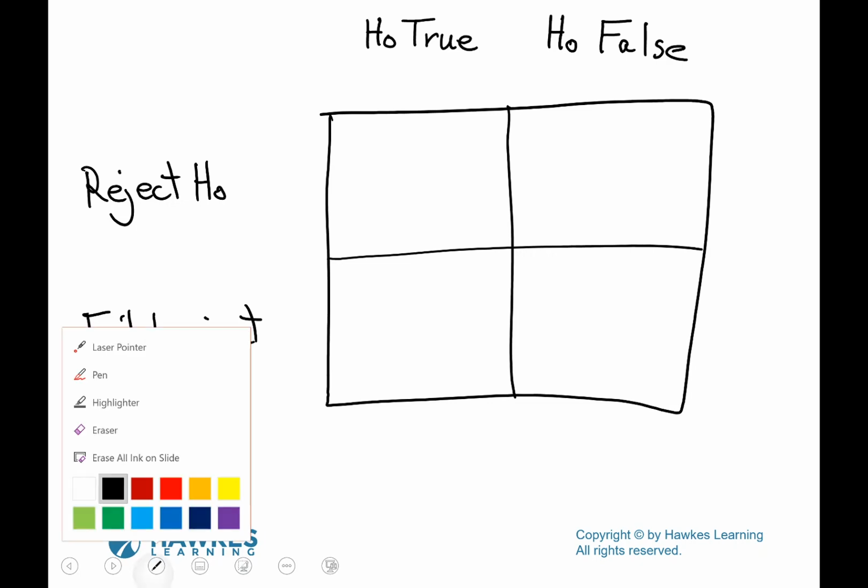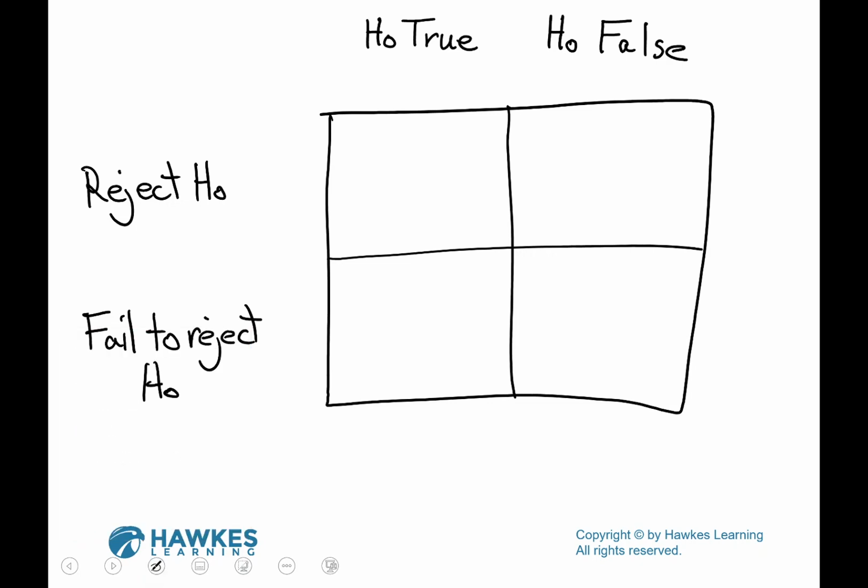Okay, so let's think about our court system. In theory, what's the assumption that's supposed to be made when a trial starts? The person's supposed to be assumed to be innocent until proven guilty, okay?